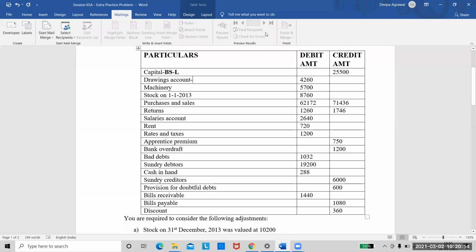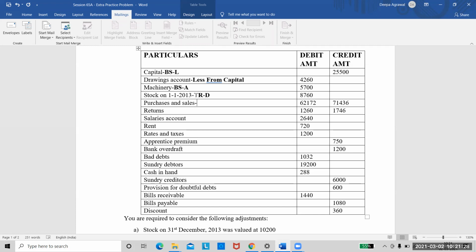Second one, drawings account. Ma'am, we have to deduct it from capital. Yes, drawings would be less from capital. Come to the next one, machinery. Ma'am, balance sheet asset side. Correct. Next one is your stock on 1st January 2013. Which stock is this? Ma'am, opening stock. So we will take it in the trading account debit side.